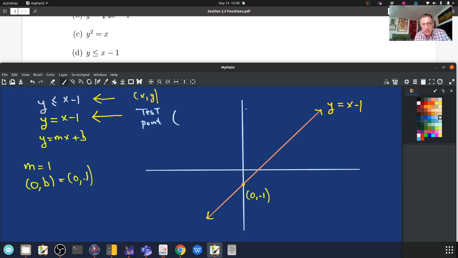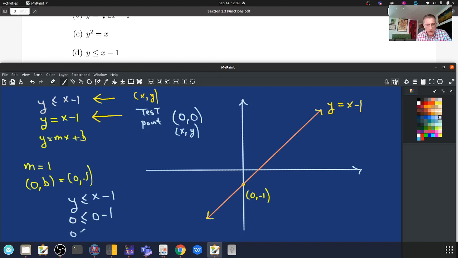You have to choose a test point somewhere on one side of the line, because as you can see, this line divides the Cartesian plane into two halves. So what I want to know is which half makes the original inequality true. So since the line does not go through the origin, I'm going to choose my test point to be 0, 0. So then you go back up to the original inequality, and I plug in the test point values. So remember, this is x, y. So y is 0, and x is 0.